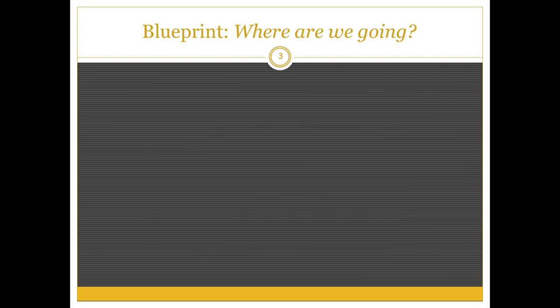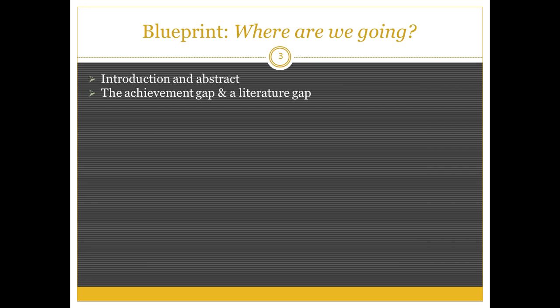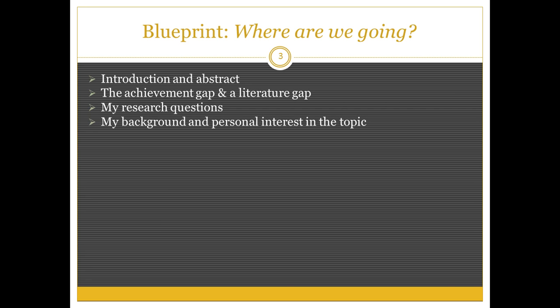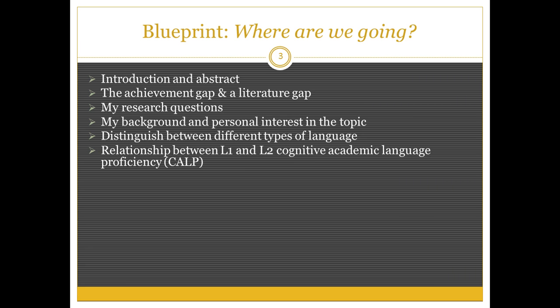So next, I'd like to give a blueprint for where we're going to go in this presentation so you know what to expect. I've given you my abstract and introduction. So first I'm going to talk about the achievement gap between ELs and their English-speaking peers, and also a gap in the literature regarding these students. I'll give you my research questions, and a bit about my background and my personal interest in this topic. Then we're going to distinguish between different types of language, so that would be the difference between social language and academic language. Then I want to talk about the relationship between L1 and L2, specifically in the area of CALP, which is Cognitive Academic Language Proficiency.